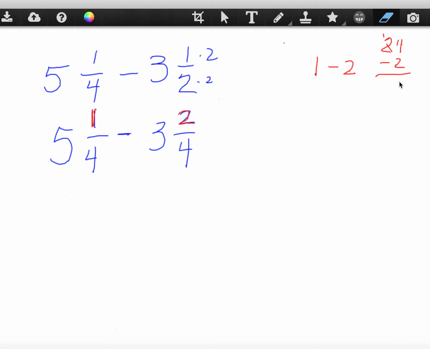When we're doing our regular subtraction, well, the same thing is true with fractions. I can't take 2 away from 1. So I have a choice. Here are my 2 choices I'm going to show you.